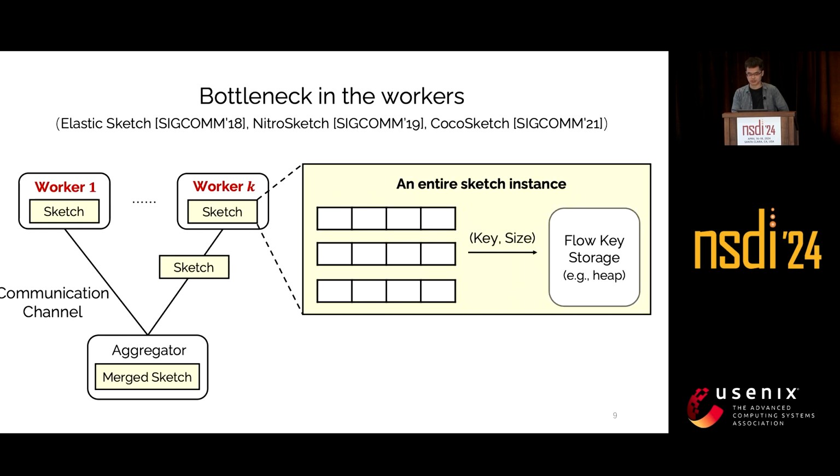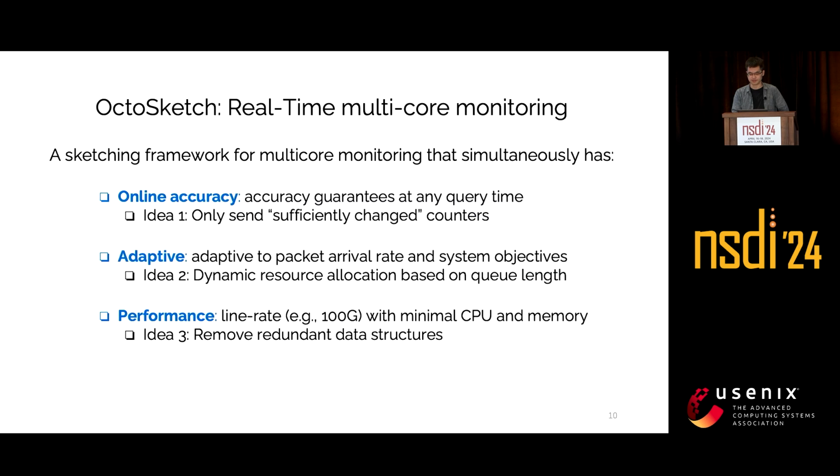Another challenge with the sketch merge approach is that each worker must maintain an entire sketch instance, which includes both the counter structure and the flow key storage. Previous studies have identified flow key storage as a performance bottleneck in sketches. Managing this flow key storage per core is computationally intensive, especially considering the high volume of traffic in network environments. In summary, reusing the sketch merge approach cannot achieve good performance. In this work, we designed OctoSketch, a sketch framework for multi-core monitoring that can achieve guaranteed accuracy at any given query time, be adaptive to packet arrival rate, and maintain high performance.